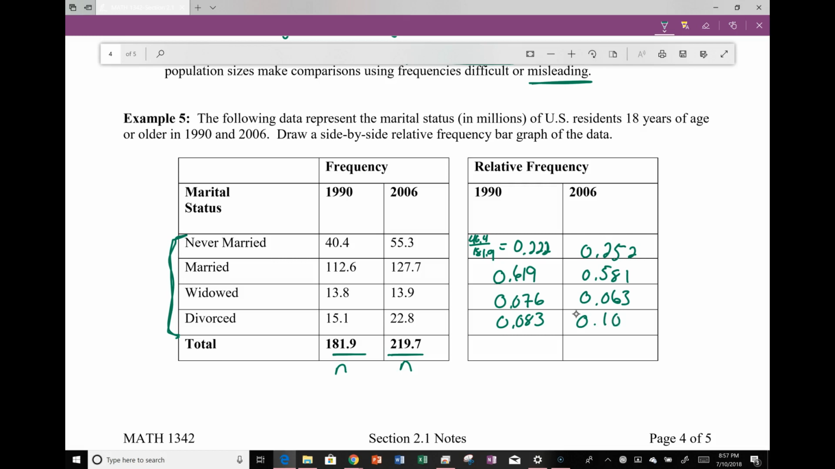And so now I have their relative frequencies. I don't really need these boxes because that's just looking at the totals. When I use these and I want to draw a side-by-side, again, I need those relative frequencies to be compared.